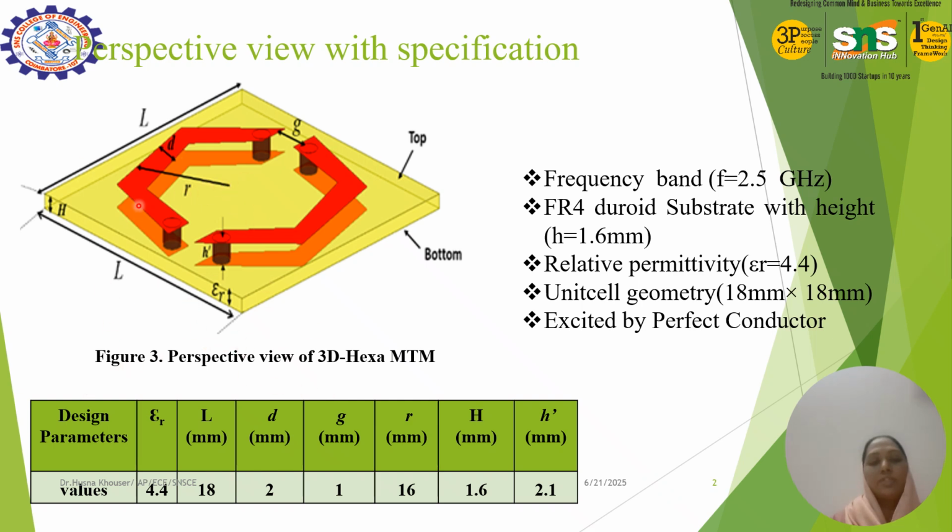The radius is 16 mm, the distance from the center point to the edge of the ring, and the thickness of this ring is 2d, where d is 2 mm. The height between the top of the substrate and the hexagonal ring is 1 mm. So totally, 1.6 plus 1 gives a structure height of 2.6 mm.